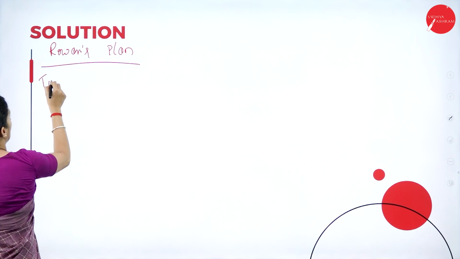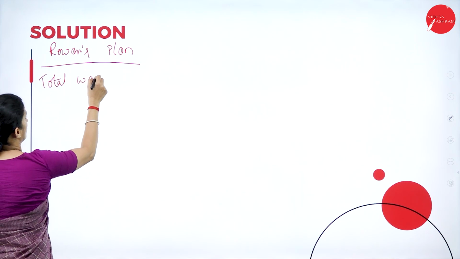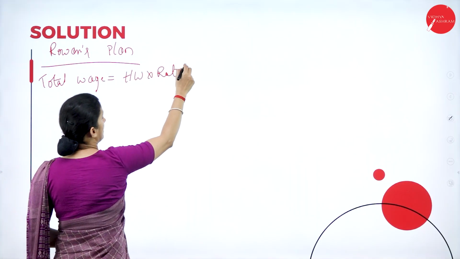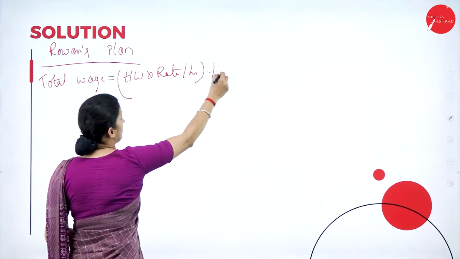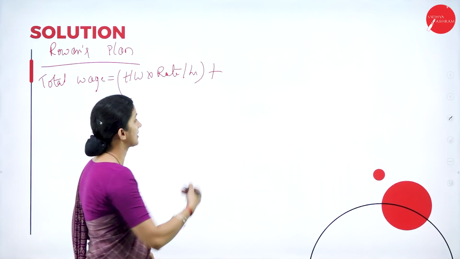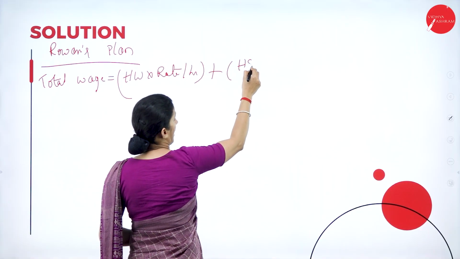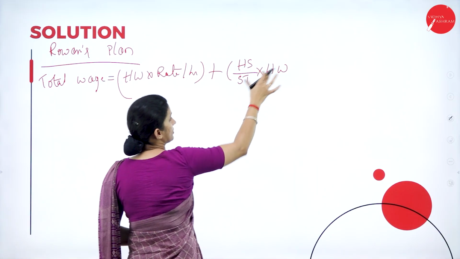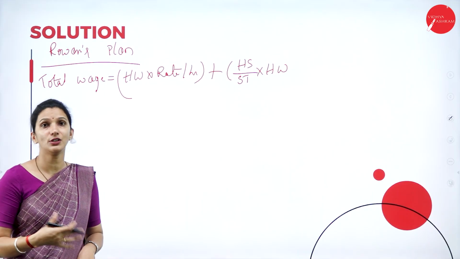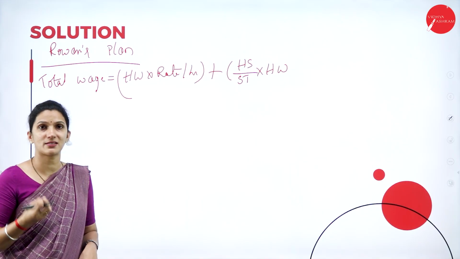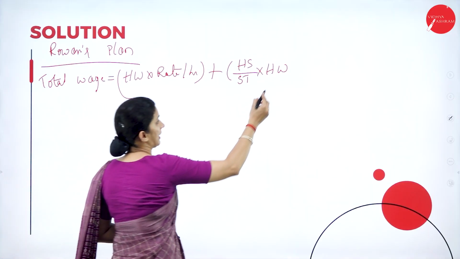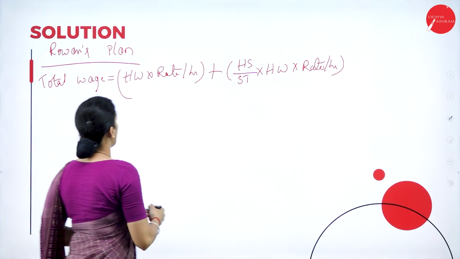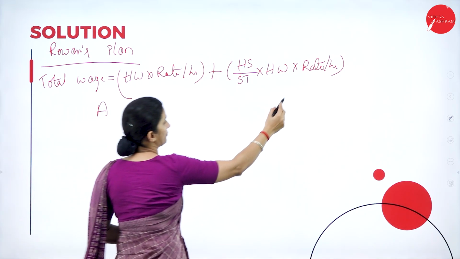So Rowan's plan formula: total wage is equal to hours worked into rate per hour, this is the same, plus he will get the bonus based on hours saved divided by standard time into hours worked into rate per hour. This is how they calculate the bonus under Rowan's plan. Now we'll calculate first for A and then for B.